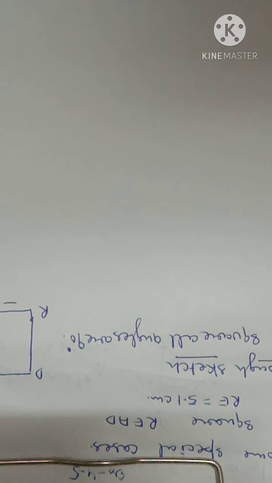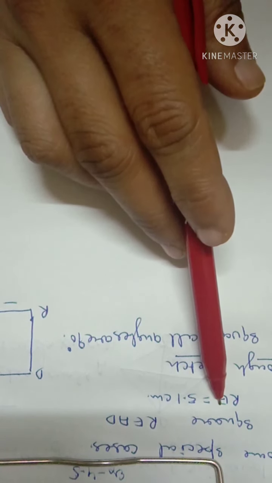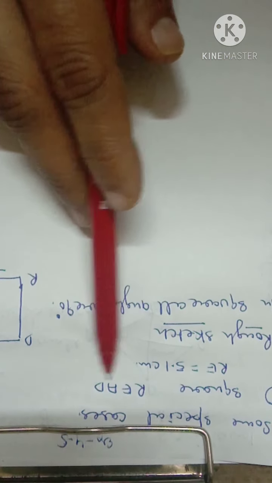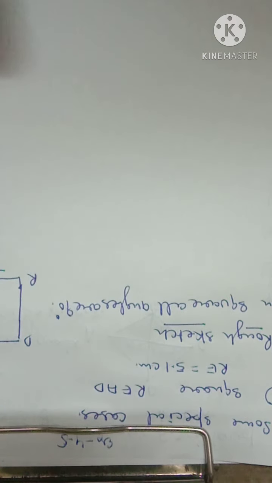Today we are going to start exercise 4.5. In this exercise, there are some special cases. The first question is a square. We are drawing a square READ. Side RE is given as 5.1 centimeter.